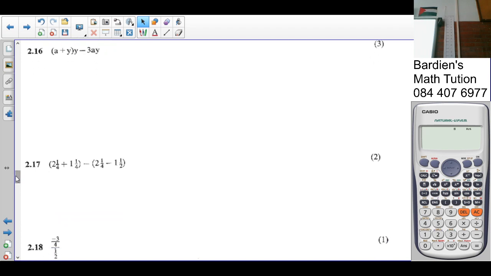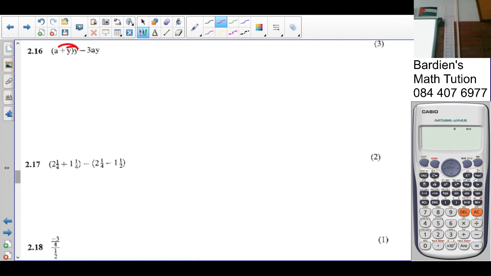The next one. What do you have to do first? Get rid of the brackets. Not so? How many terms are there in the sum? There are 2 terms. Another word for 2 terms? Binomial. So let's multiply this out.